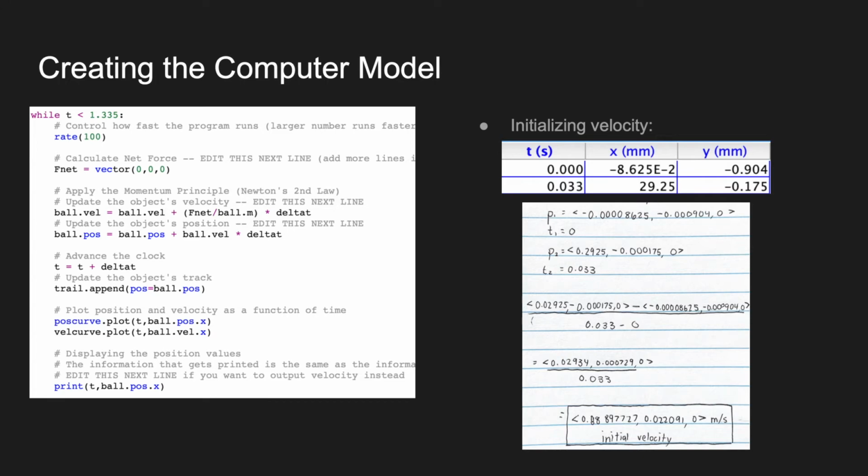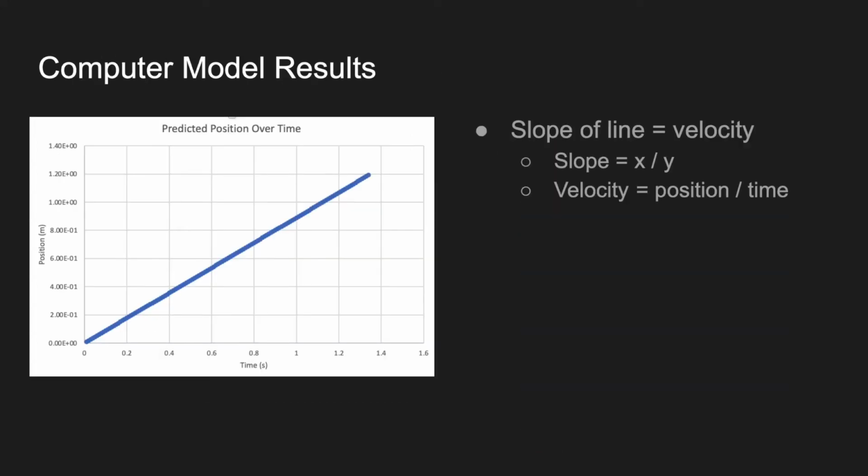This program could continue endlessly, with the ball continuing motion in the x direction forever since there is no net force and the velocity is constant. However, I only plotted points for 1.35 seconds, since that is the length of my observational video. The slope of the position time graph is the velocity, since the units of velocity are meters per second, or rather meters divided by seconds.